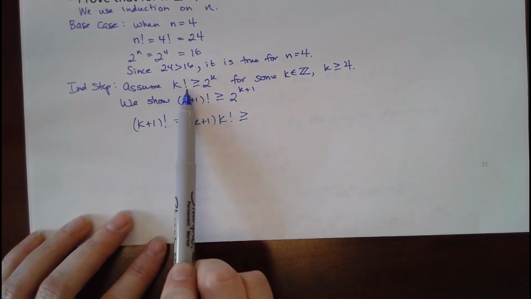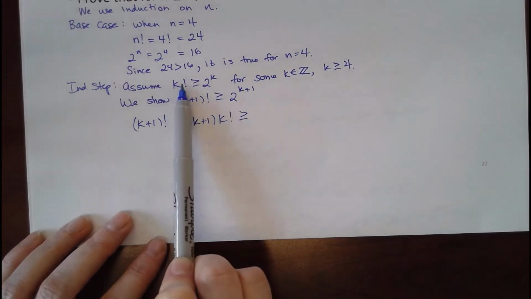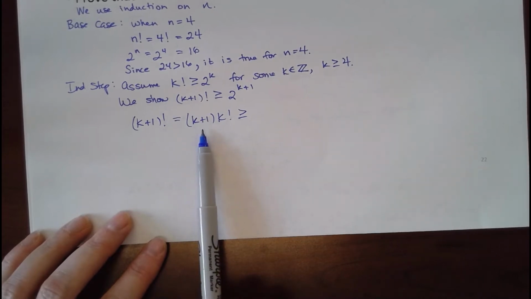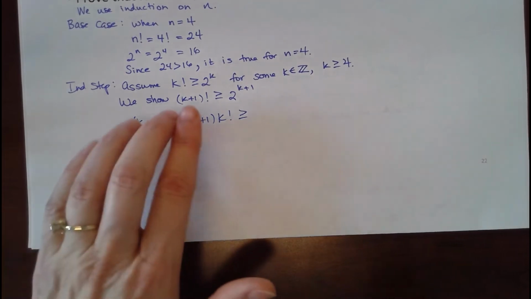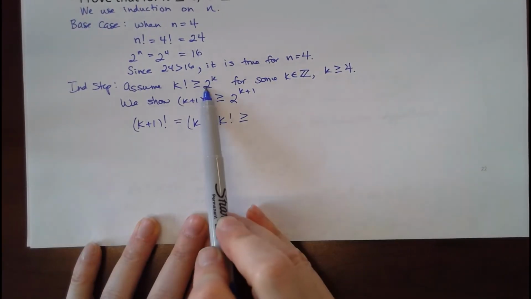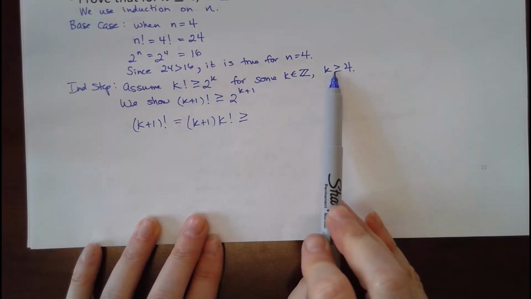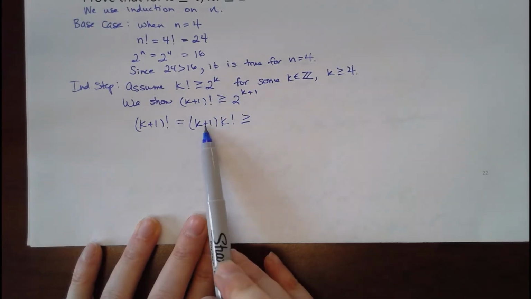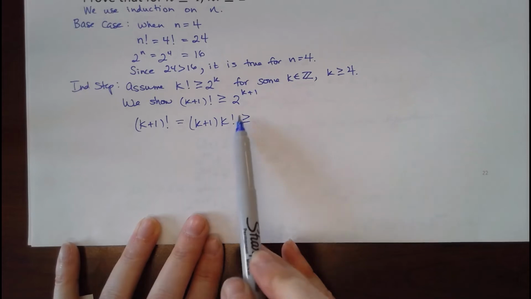So over here, I had k factorial. What did I have to multiply that by to get this side? Yeah, times k plus 1. So if I introduce that same factor on the other side, now notice k is greater than or equal to 4, so I'm multiplying by a positive number. I won't have to switch the sign.